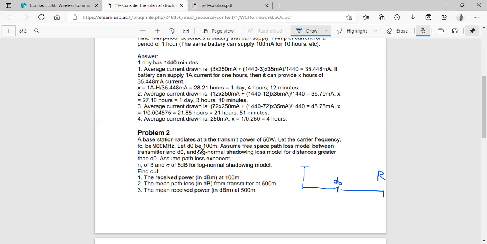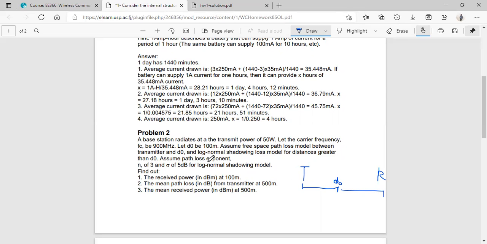And then it says, and log normal shadowing loss model for distance greater than D naught. So any distance greater than this D naught, any distance greater than 100 meters, we have to assume the log normal shadowing loss model, right? So that's the loss that will occur when the distance exceeds 100 meters.